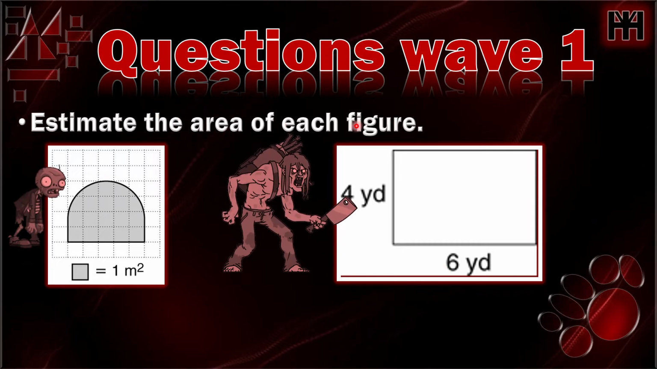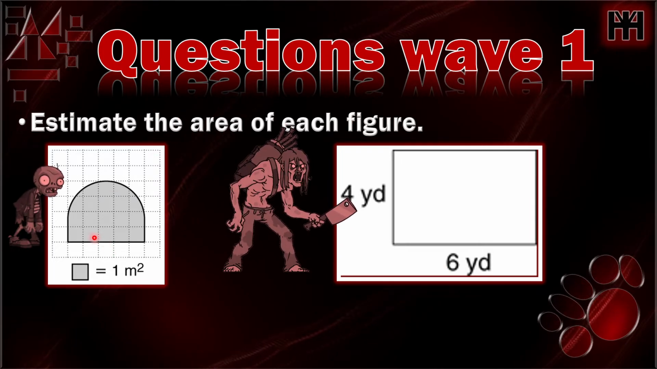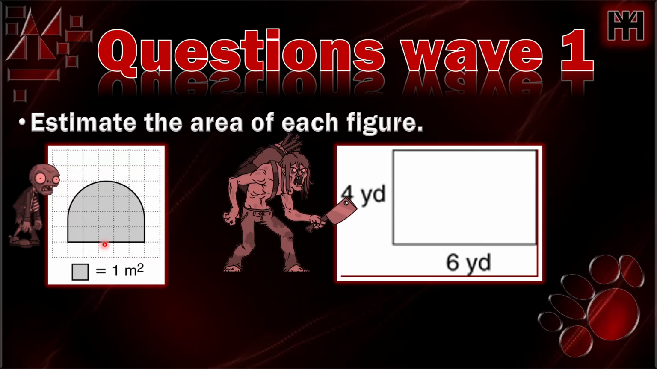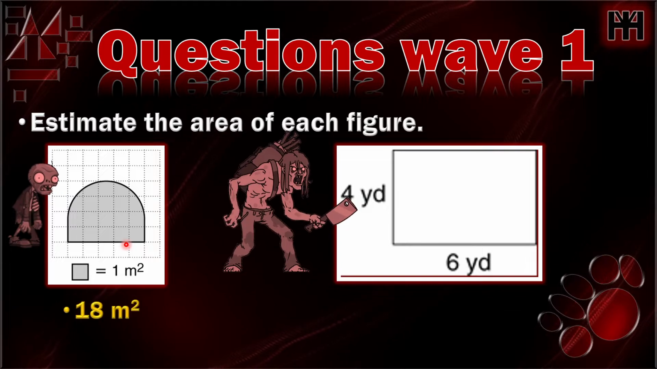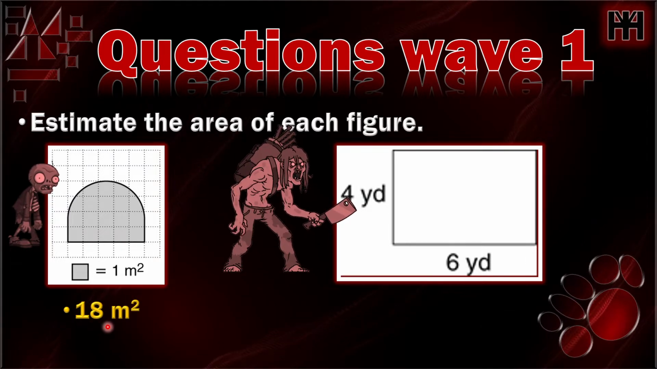Estimate the area of each figure. Now we have this figure. To estimate the area, we will count the squares. Every square is 1 meter square. If you counted them, you will find that they are 18 meters square.